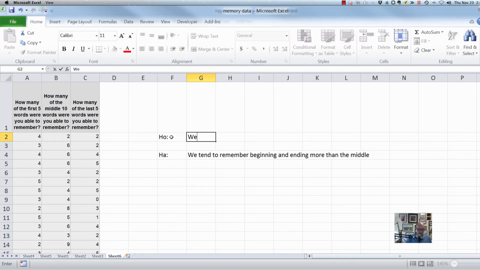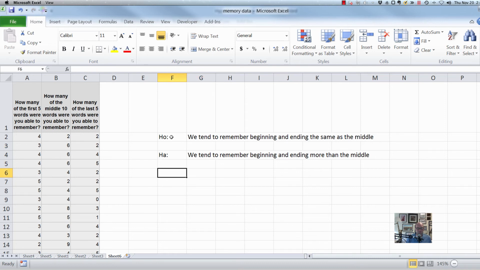we tend to remember beginning. I liked it better when it spelled it right for me. Beginning and ending the same as the middle. But I mean like the words in the middle, right? So as opposed to the words in the beginning and the end.